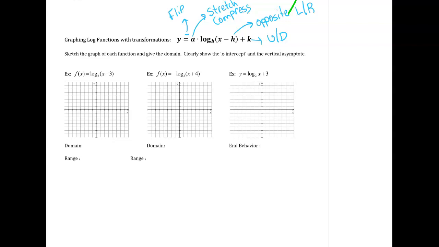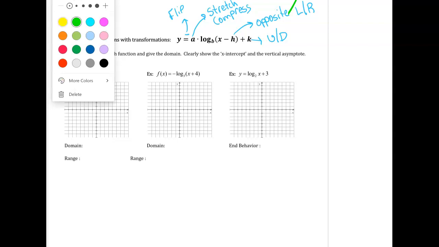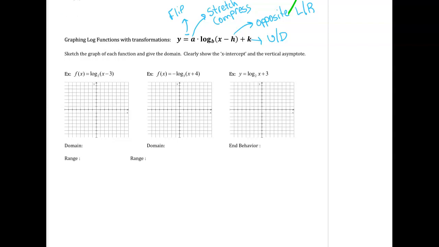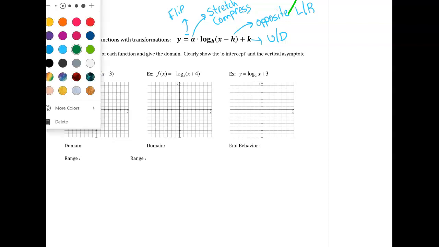So what we're going to do in order to graph these log functions and state the domain and the range on some of them, we're going to view them as exponential functions. Okay, and the easiest way to do that is to look, I'm going to switch colors here, at this part right here. Oops, that did not work. Hold on, let me get my highlighter back out.